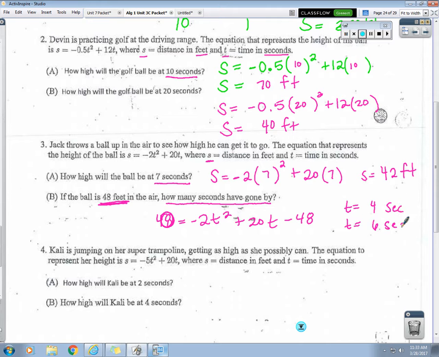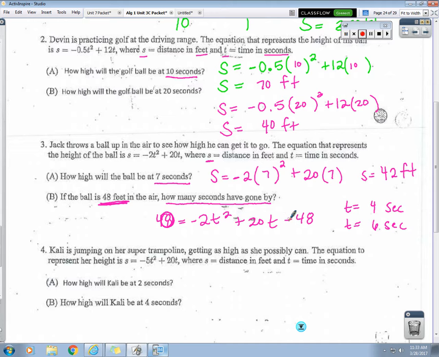Okay, but in terms of this problem, what does it mean? Right, at 4 seconds on the way up, it reaches 48 feet, and then it goes a little bit higher, and then on the way back down, it reaches 48 feet.